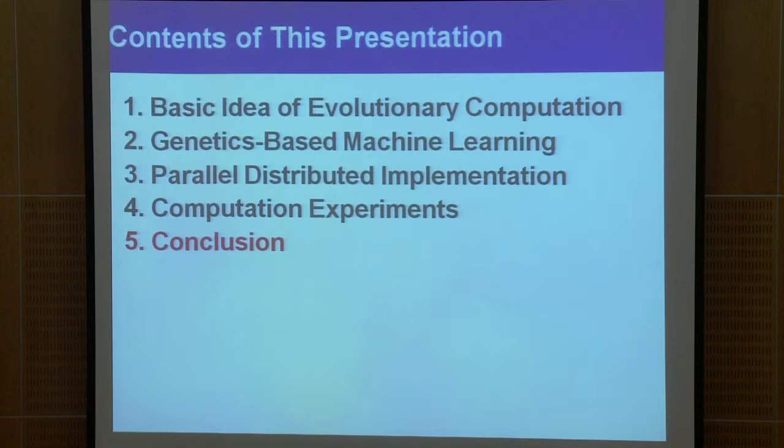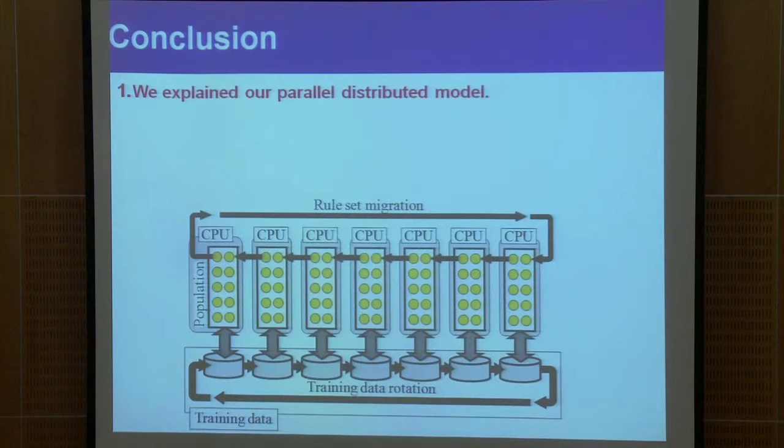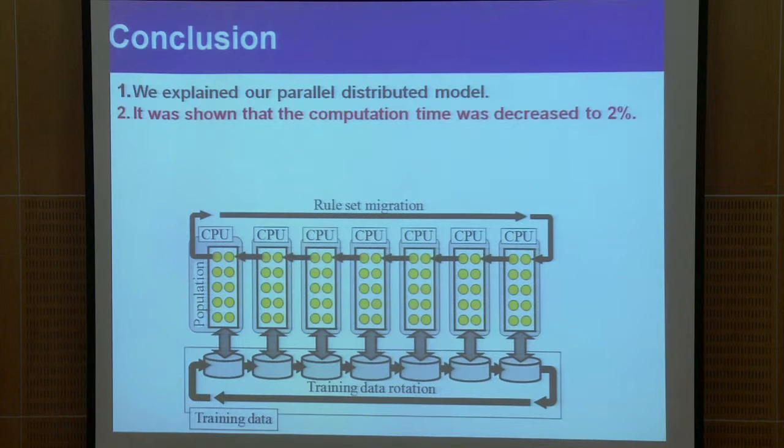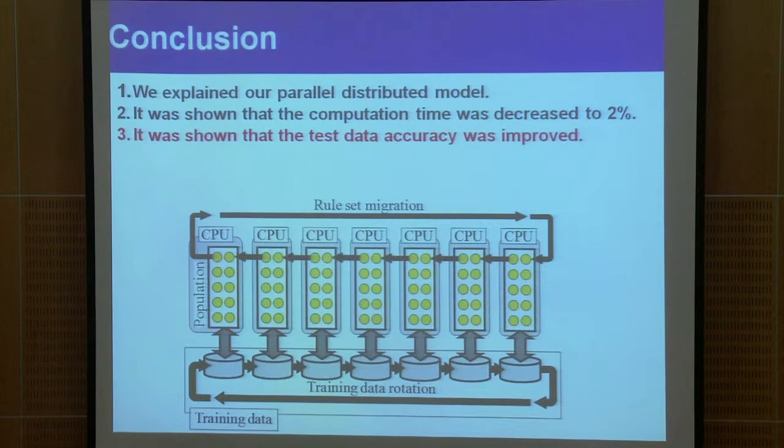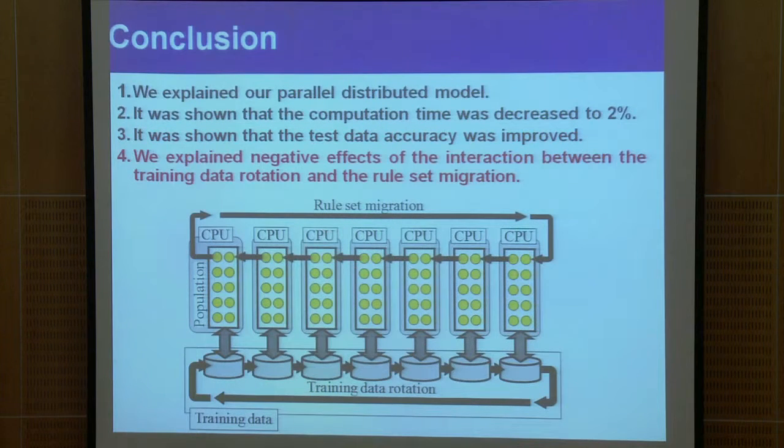Now, I'd like to conclude my presentation. We explained the parallelism model. It was shown that the computation time was decreased to about 2% using 7 CPUs. Then it was shown that the test data accuracy was also improved. And we explained the negative effect of the interaction between the training data rotation and rule set migration.